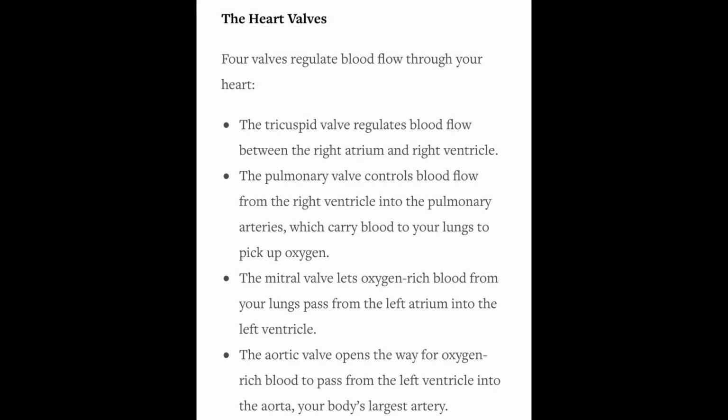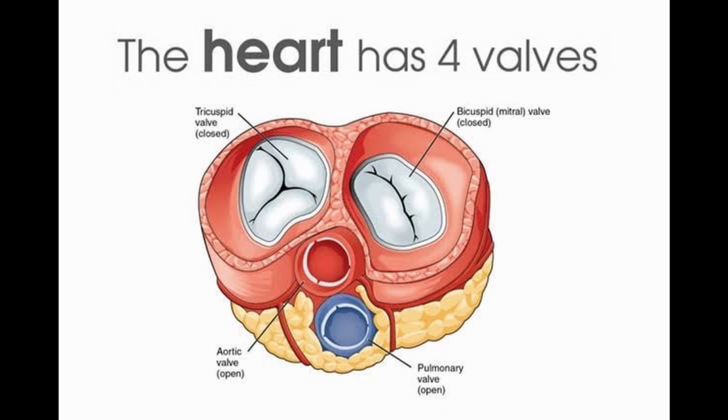Now fourth one is aortic valve that opens the way for oxygen rich blood to pass from the left ventricle into the aorta, your body's target arteries. So the aortic valve, as you can see on the diagram, there is an aortic valve and it is for the transport of the blood from the left ventricle into the aorta. So these are the valves of the heart and all the valves have a different function.